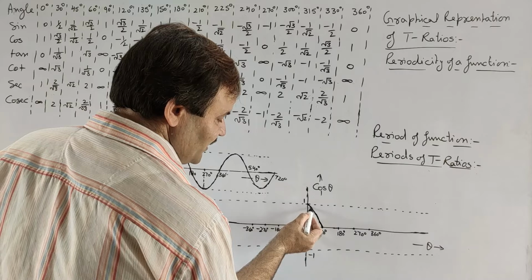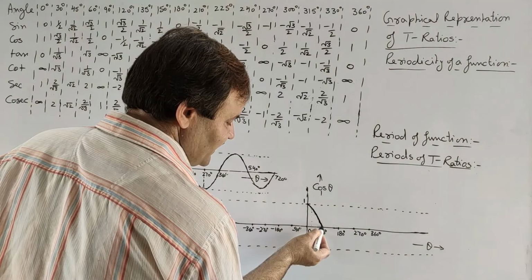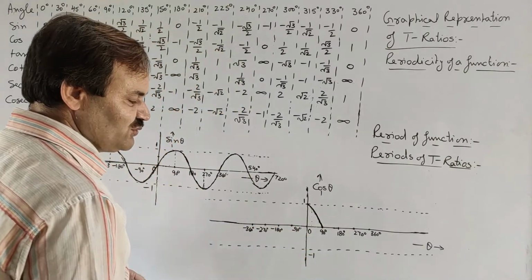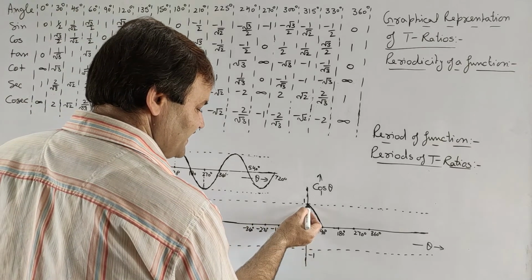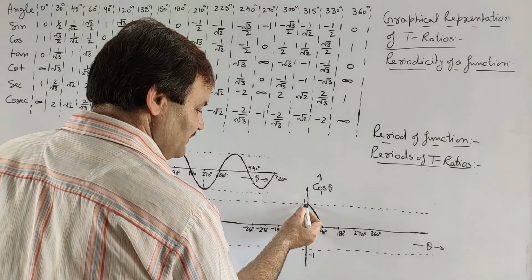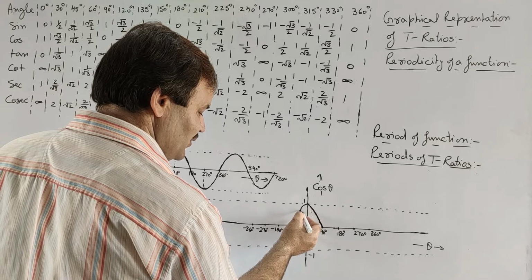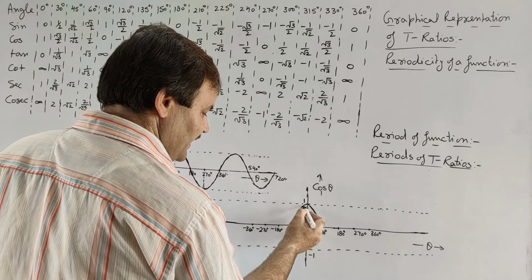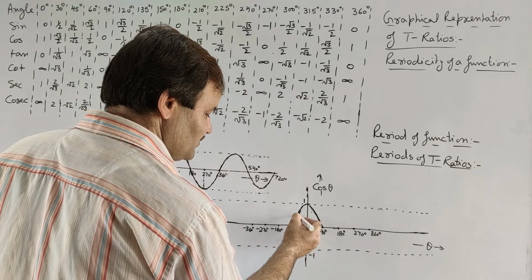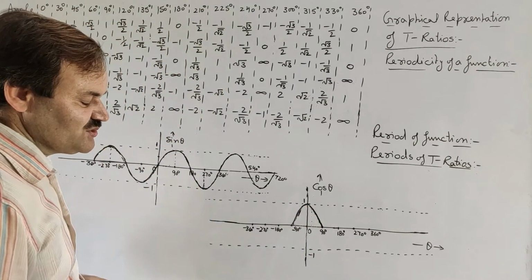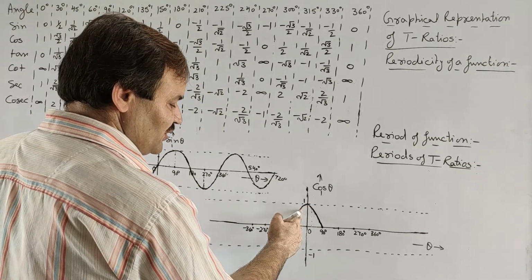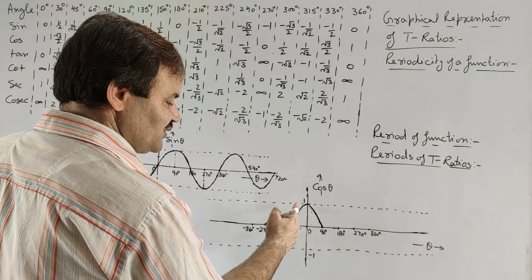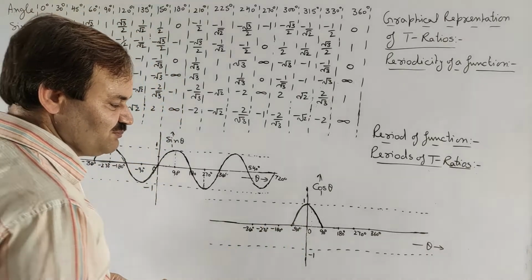So if we join all these points by freehand, then the curve will come out to be of this shape, and same will be the shape of the curve for negative theta, because cos minus theta is cos theta. So for negative value of theta also the value of cos theta will be positive.